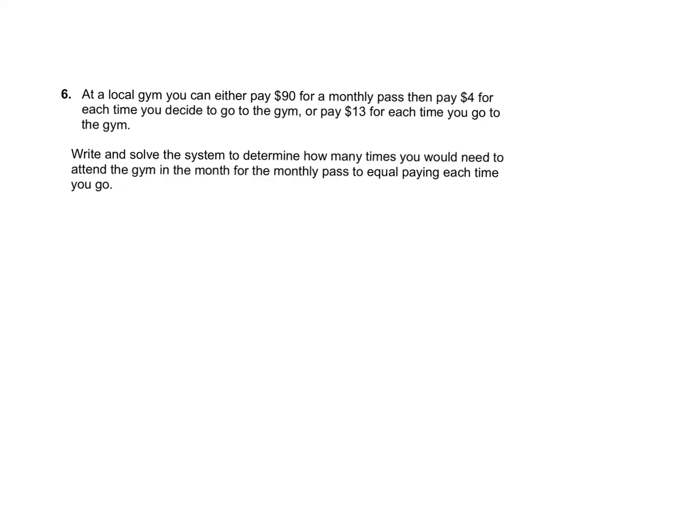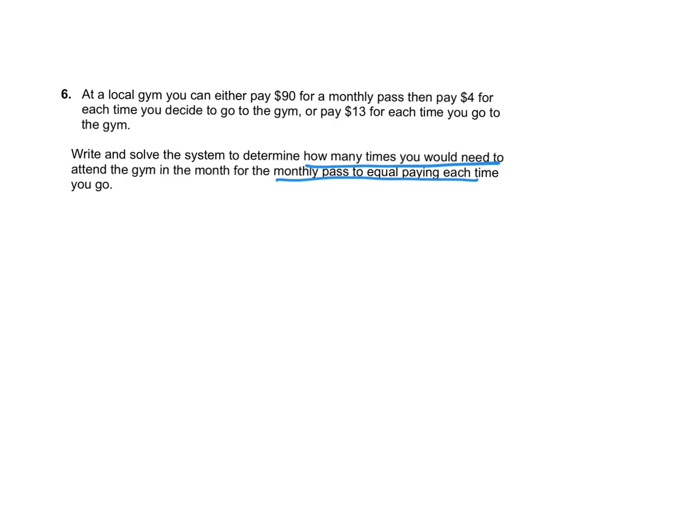All right, in our last example now, we have at a local gym, you can either pay $90 for a monthly pass and then pay $4 each time you decide to go to the gym, or you can pay $13 for each time you go to the gym. All right, so we're going to write and solve a system to determine how many times you would need to attend the gym in the month for the monthly pass to be equal to the each time you go. So we're looking to see how many times you'd have to go for both of them to be the equal deal.